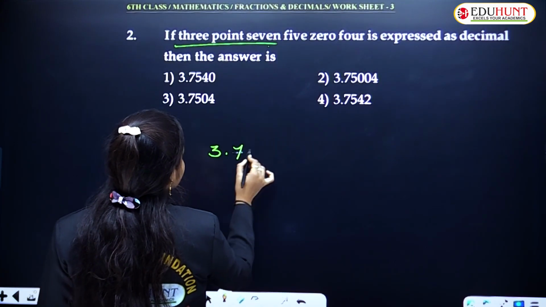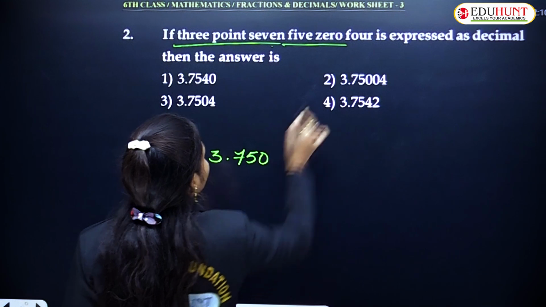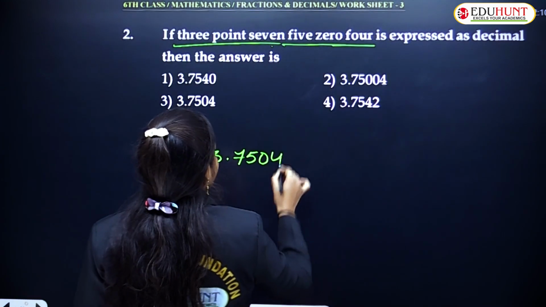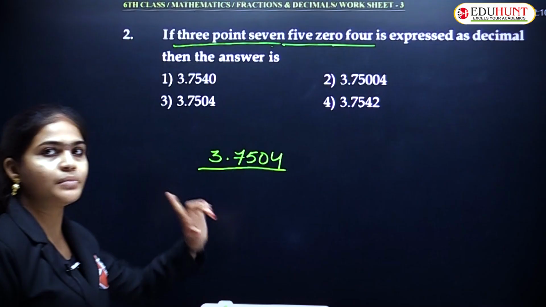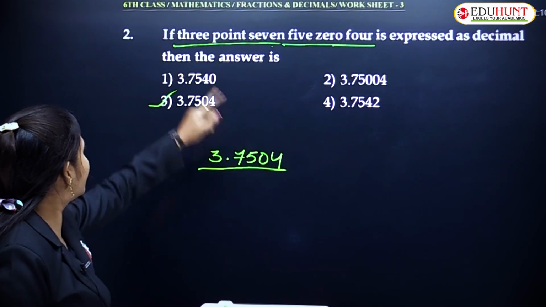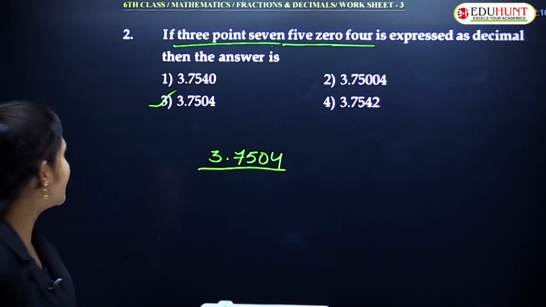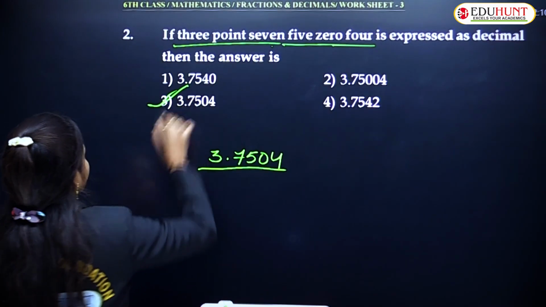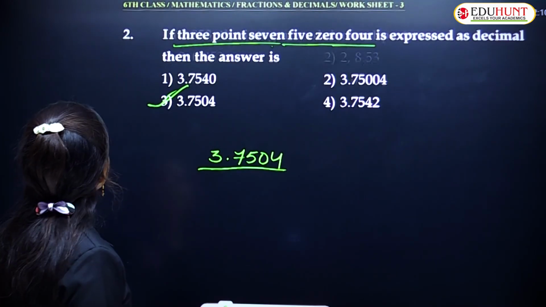So as per that, 3.7504, 7504 is expressed as a decimal number. Then what is the value? 3.7504. Understand? So as per this, which option is correct? Option 3 is correct. Next one.